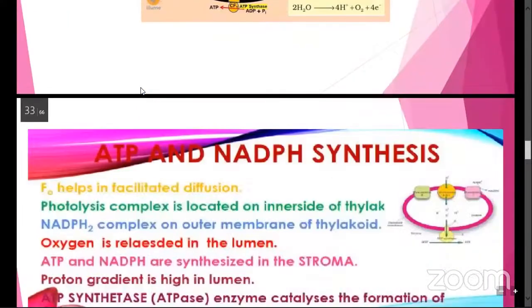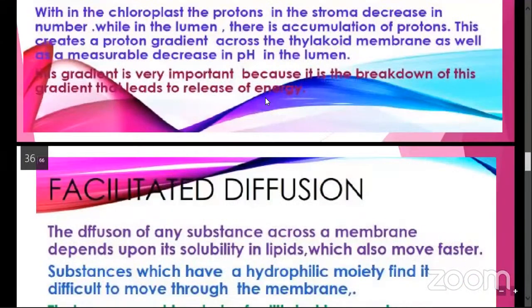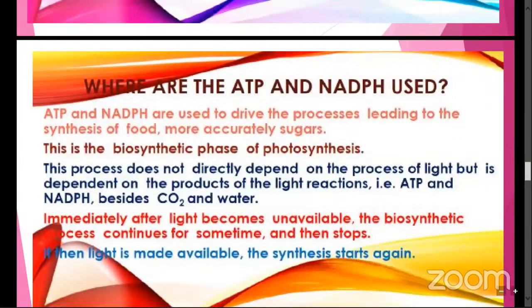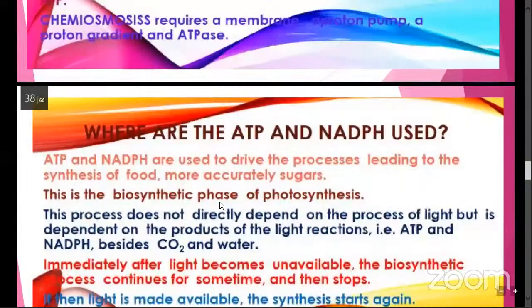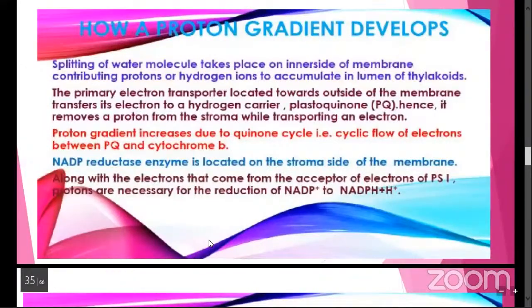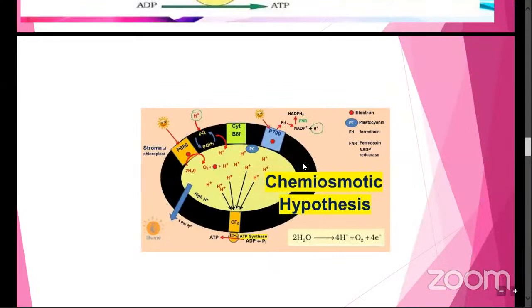Where are the ATP and NADPH2 used? That means where is this assimilatory power required? It is required for the dark phase or Calvin cycle, which takes place in the stroma only. So assimilatory power, ATP and NADPH2, both are synthesized in the stroma only. And in the stroma, the other phase of photosynthesis, which is called the dark phase, and which was discovered by Melvin Calvin, takes place. So the Calvin cycle absorbs the assimilatory power from the stroma.